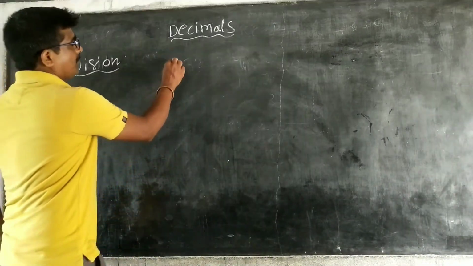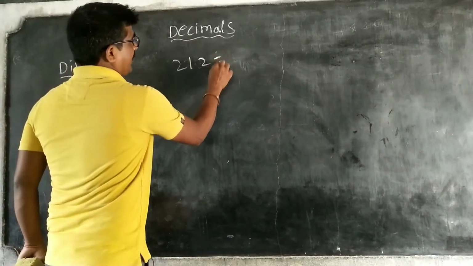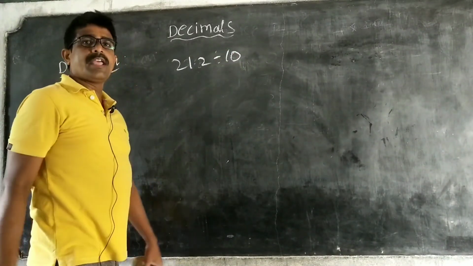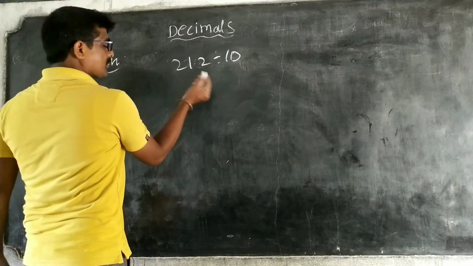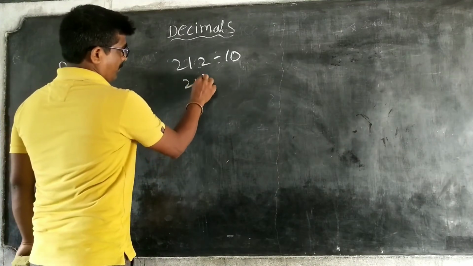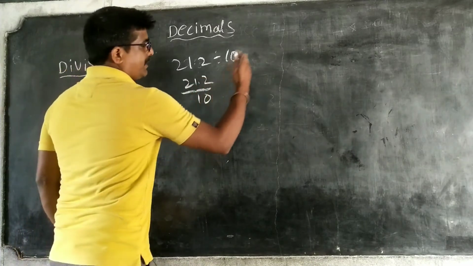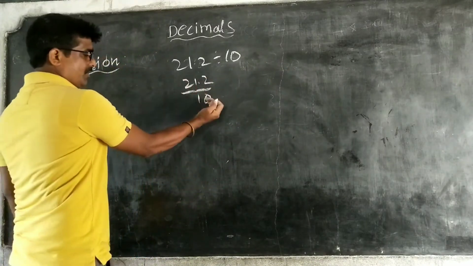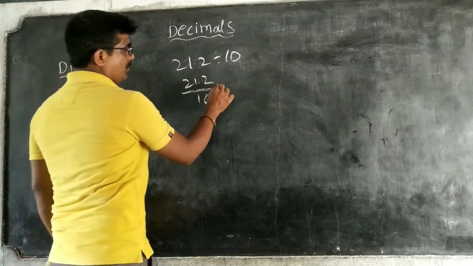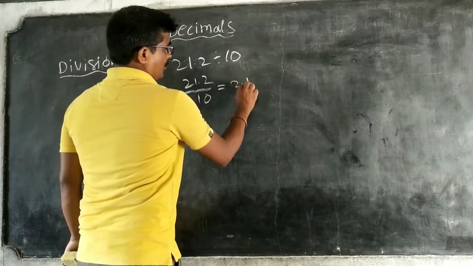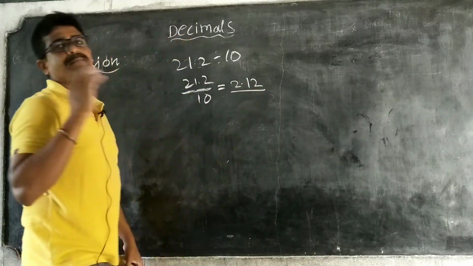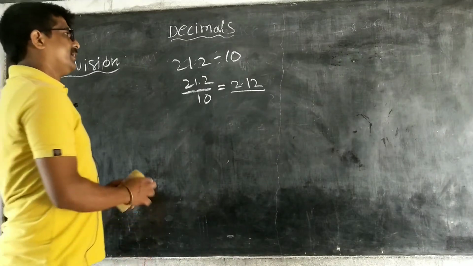Division. For example, 21.2 divided by 10. Whenever I have to do division, you have to do it simply. 21.2 by 10. Multiplication means you move the digits to the right side. Division means as many zeros as there are, that many digits you move left. That is equal to 2.12. Simple thing. Okay?